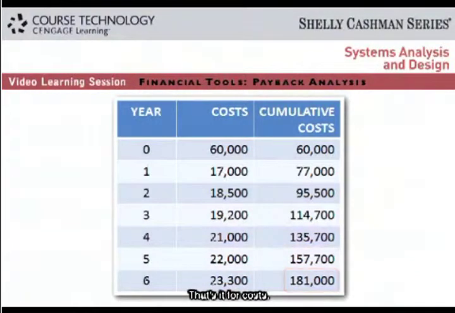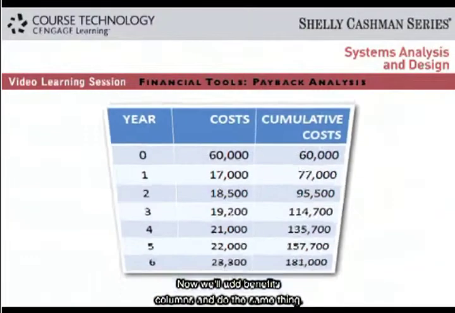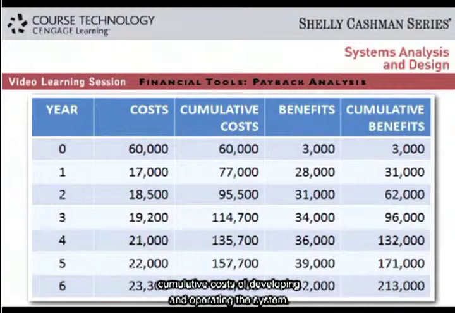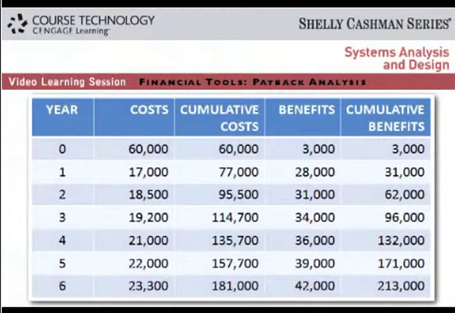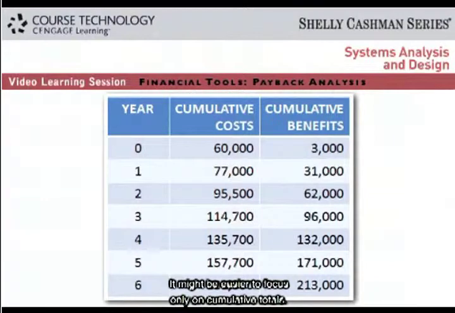That's it for costs. Now we'll add benefits columns and do the same thing. The payback period is when the cumulative benefits equal the cumulative costs of developing and operating the system. Can you study the table and determine the payback period? It might be easier to focus only on cumulative totals.